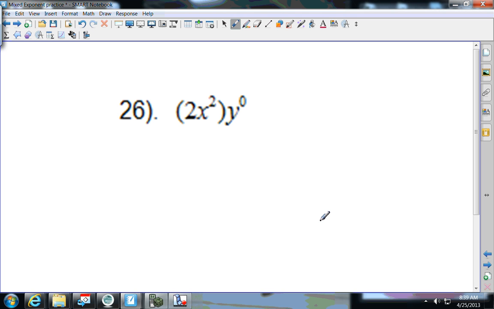26. Take a minute and do this one. First thing I see, this is just sitting here in the parentheses, but I see y to the 0 power. Anything to the 0 power changes into just a 1. Well, that's the same as 2x squared times 1. So your answer is 2x squared.